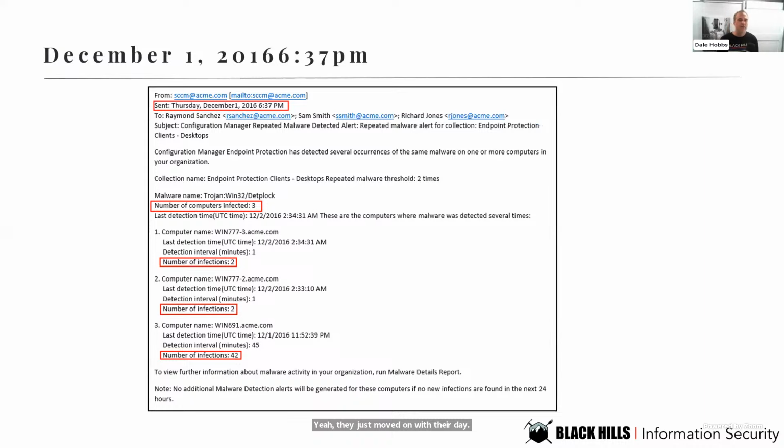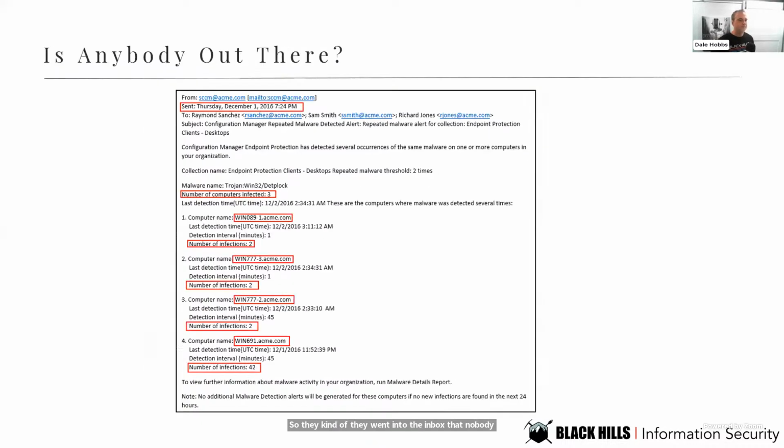At 6:37, another email for two additional computers that were infected. One of those computers was reinfected. Again, nobody from the IT team checked on these emails or even responded to them. If you look at the time of the email, this one was actually after hours. So the on-call person should look after this, right? But the problem is, there was no on-call person. They didn't have an on-call rotation. There was no after-hours support that would have even received these emails in the first place. So they went into the inbox that nobody bothered to look at.